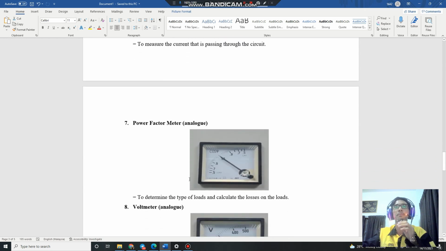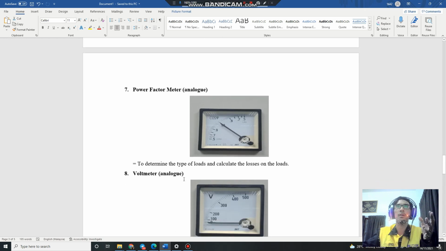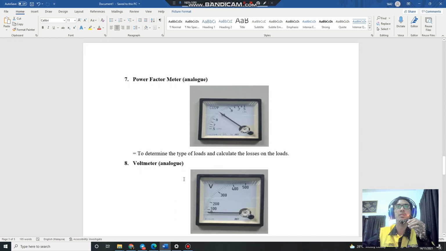And then for the power factor meter, we use the analog type, which shows an indicator, not a reading. It determines the type of load and calculates the losses on the load. That's for the analog power factor meter. It's not digital; we use the analog.